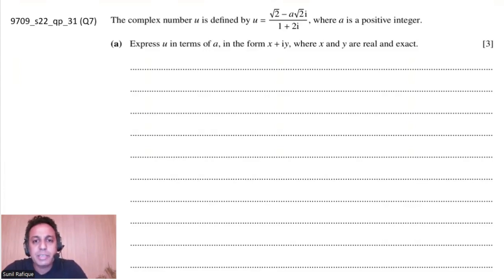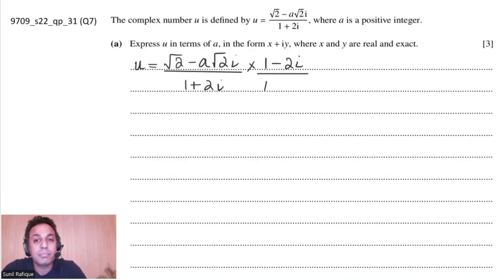First part: express u in terms of a in the form x plus iy, where x and y are real and exact. So for questions like these, the skill is to rationalize this expression. How do you rationalize? Let's find out. Iota divided by 1 plus 2i. So you multiply and divide by the conjugate of the denominator. What's the conjugate of the denominator? You can see that the denominator is 1 plus 2i, so its conjugate is 1 minus 2i.